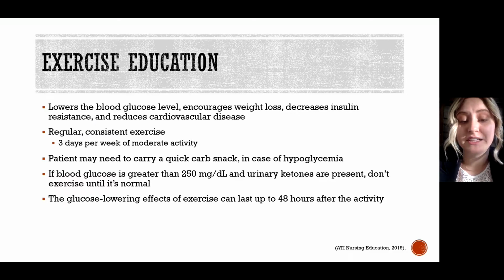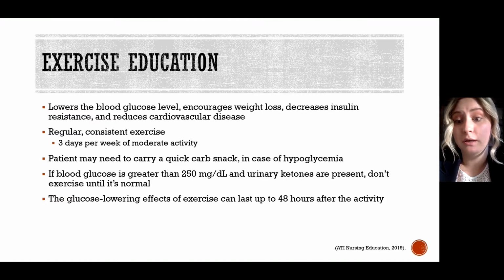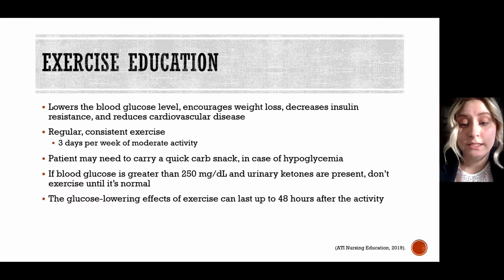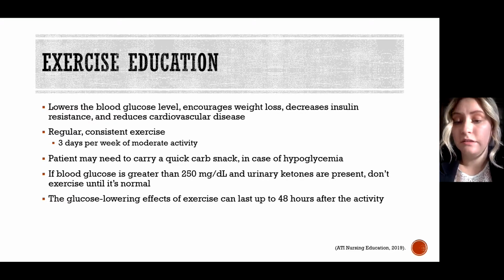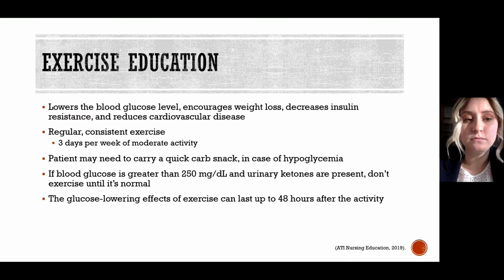So the glucose-lowering effects of exercise can last up to 48 hours after activity. So that's another big education point that you can teach your patients, which will reduce complications. So if you have a patient that's confused and they exercise and they don't remember when they last exercised, maybe we can keep a log for them to prevent further complications.